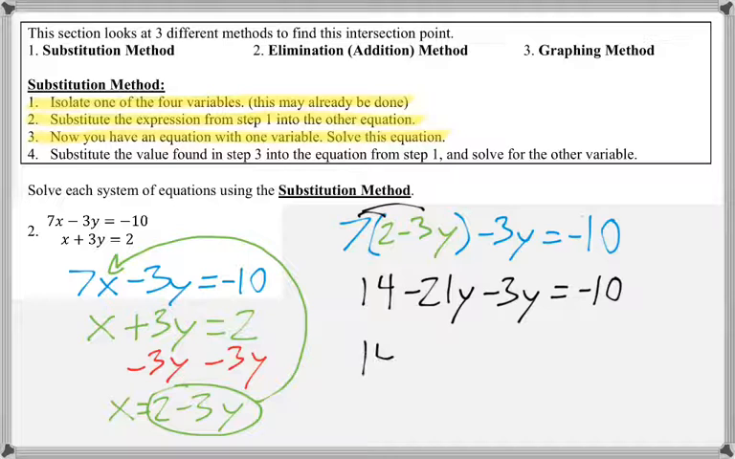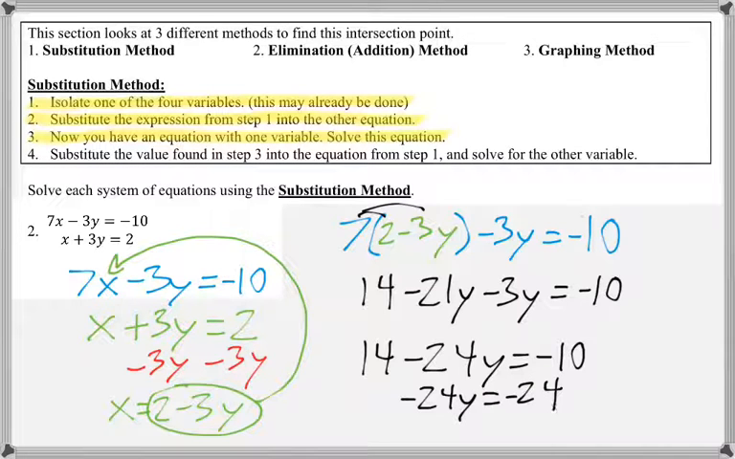Then I want to combine like terms. So negative 21y minus 3y is negative 24y. Then I want to subtract 14 from both sides. And then finally divide both sides by negative 24. And we get y is equal to 1. So we have what y is equal to.